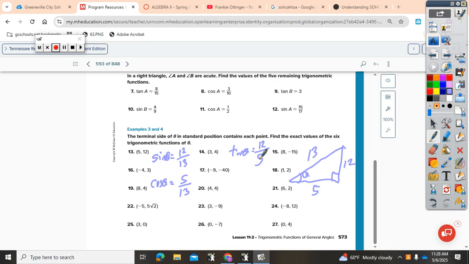So, very quickly, that's SOHCAHTOA, that's sine, cosine, and tangent. That should get you started on all those problems on that page.